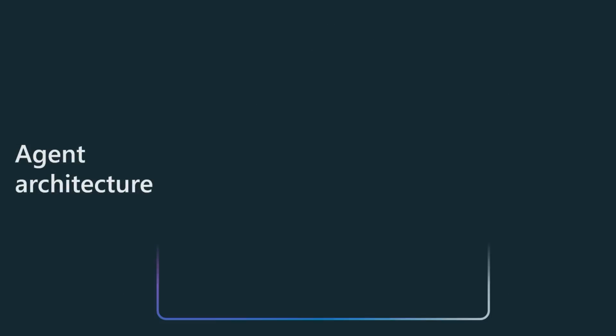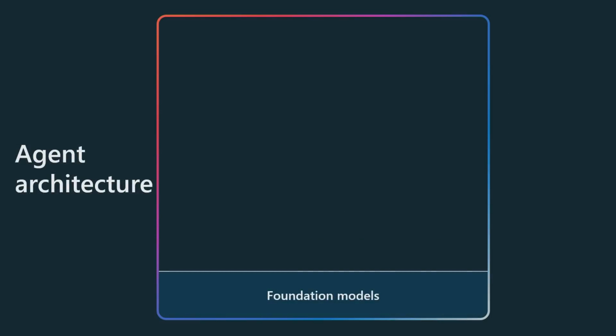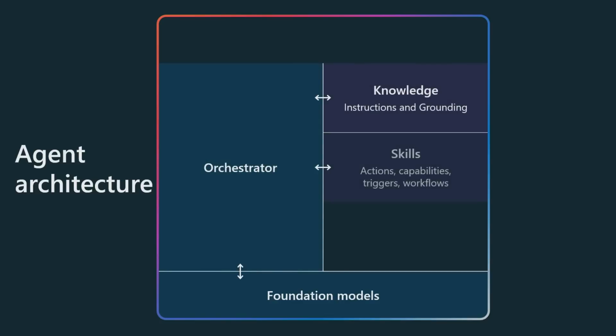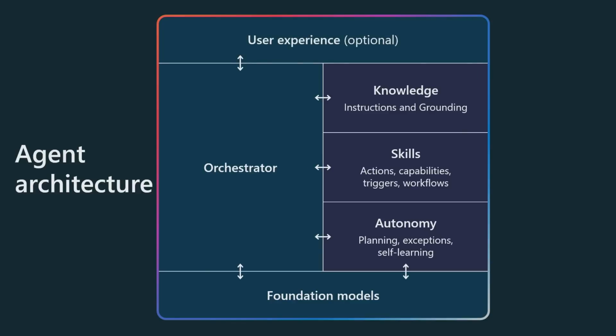Now, at Build, we showed a slide that explained the differentiations of what an agent architecture is. And we've evolved the slide based on feedback and based on where the product's gone. Essentially, an agent has a foundational model, whether you're building a declarative agent or a custom engine agent. And it has an orchestrator that's running, that taps into that knowledge, taps into those skills, and taps into the autonomous processes that it has the capabilities to do. And it may or may not have a user interface.